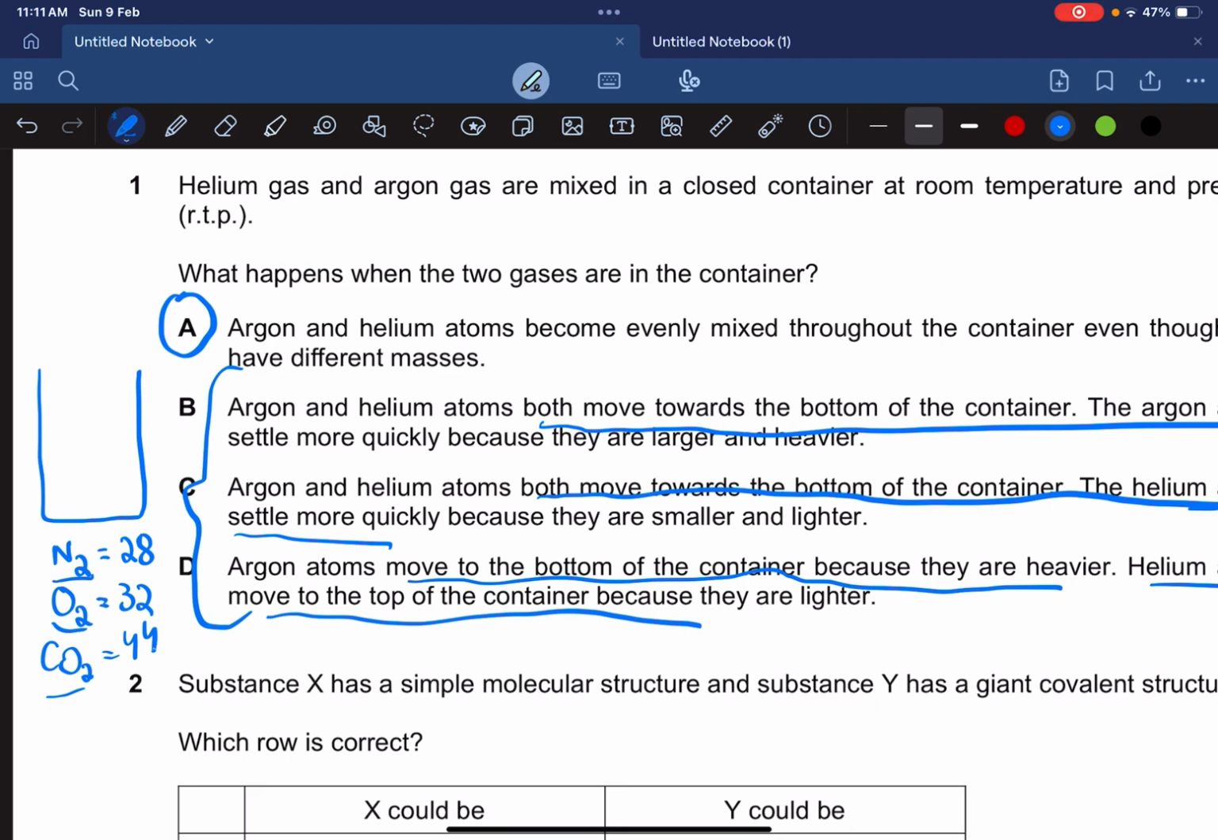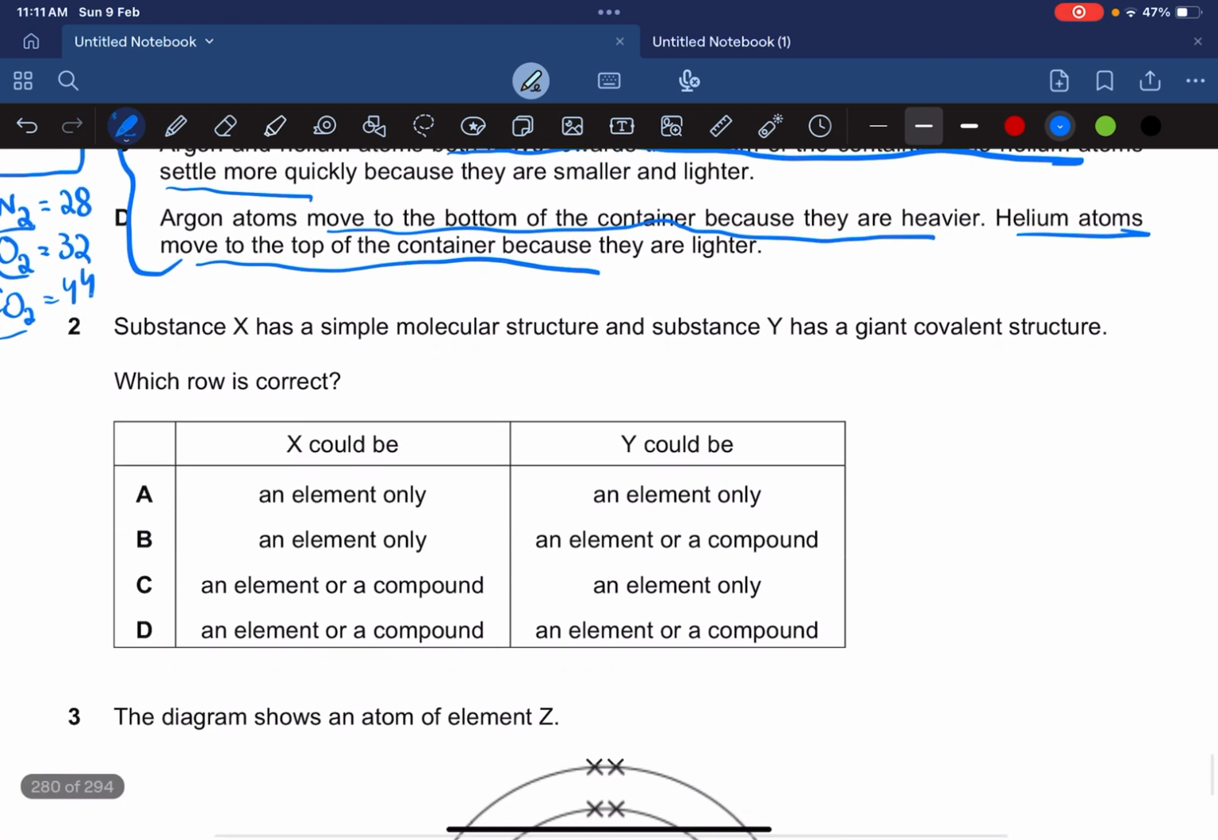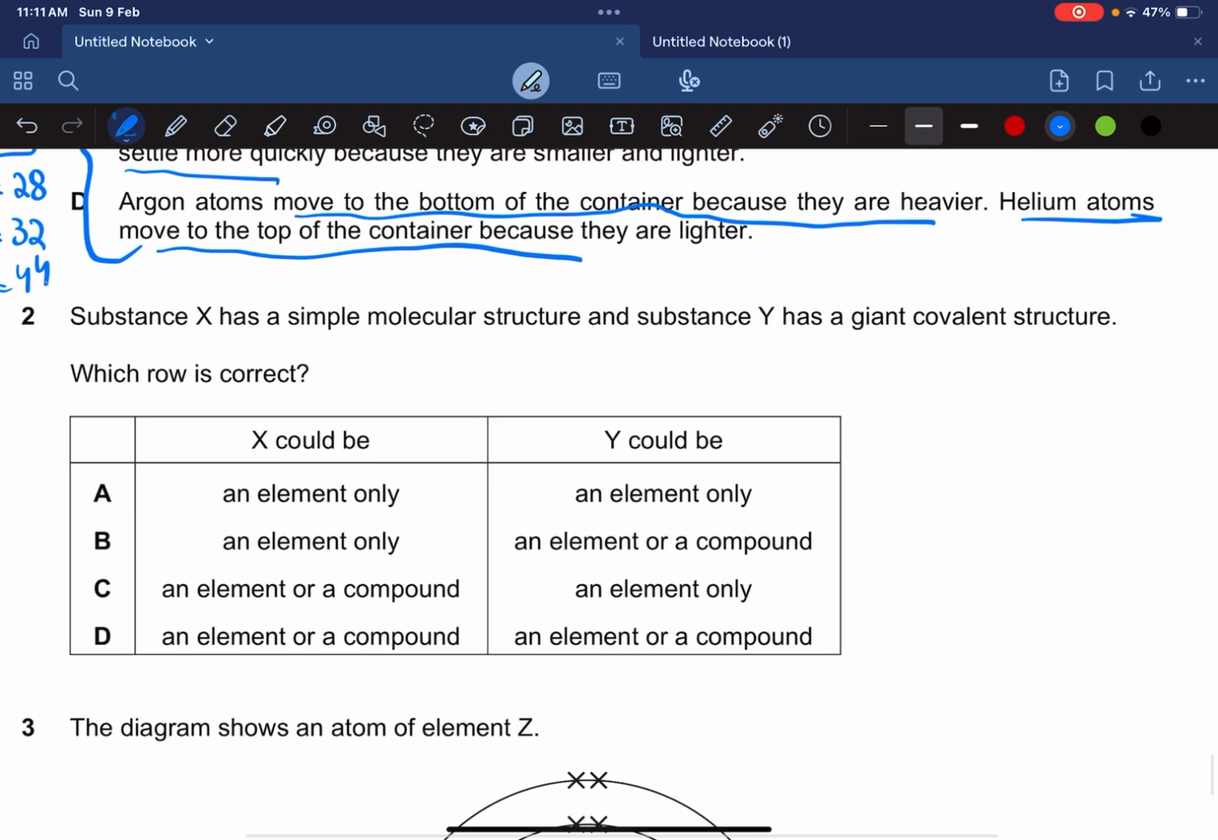Okay, let's move on to MCQ number 2, which says substance X has a simple molecular structure and substance Y has a giant covalent structure. Which row is correct? X has a simple molecular structure and Y has a giant covalent structure. X could be an element or a compound, and Y could also be an element or a compound.